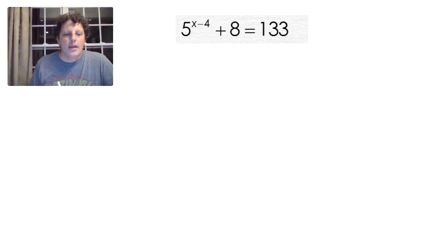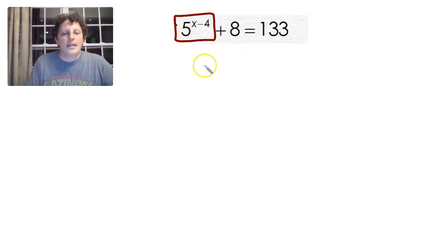All right, again, we have the exponent on only one side of the equal sign, not on both. So we need to isolate this exponent. To do this, we're going to subtract 8 on both sides, and that's going to give us our base and exponent alone on the left side of the equal sign. 133 minus 8 is 125.